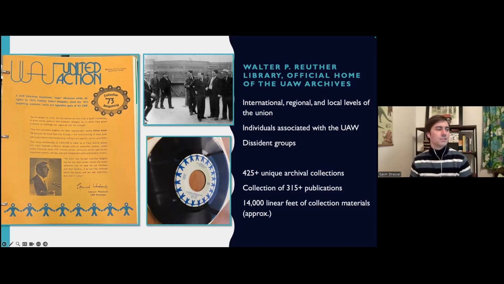Here are some broad examples of types of things we collect. Most of the collection materials are paper, like this page from, I think it was a conference on collective bargaining in 1973. We have a lot of photographs in our collections, like this one from the Battle of the Overpass. I'll talk more about those later on. We also have many different kinds of media formats. This is one example, a vinyl 45 record for a song called The Ballad of Walter Reuther.